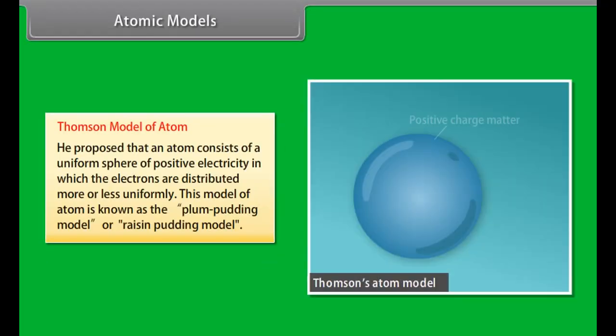He proposed that an atom consists of a uniform sphere of positive electricity in which the electrons are distributed more or less uniformly. This model of atom is known as the plum pudding model or raisin pudding model.